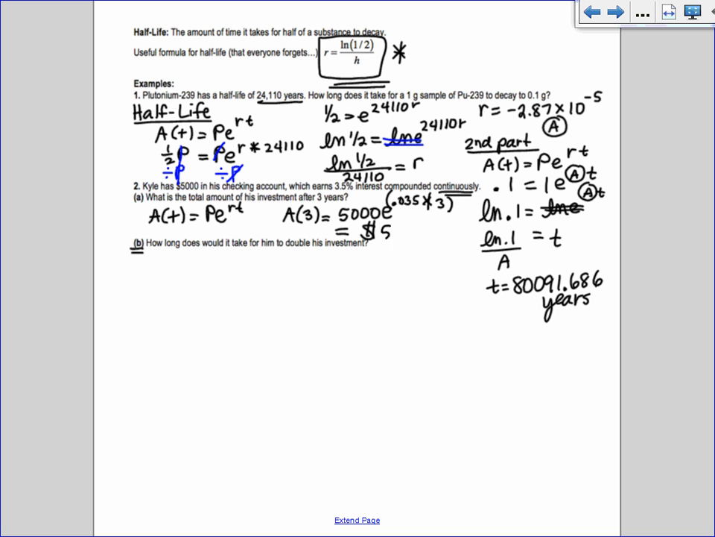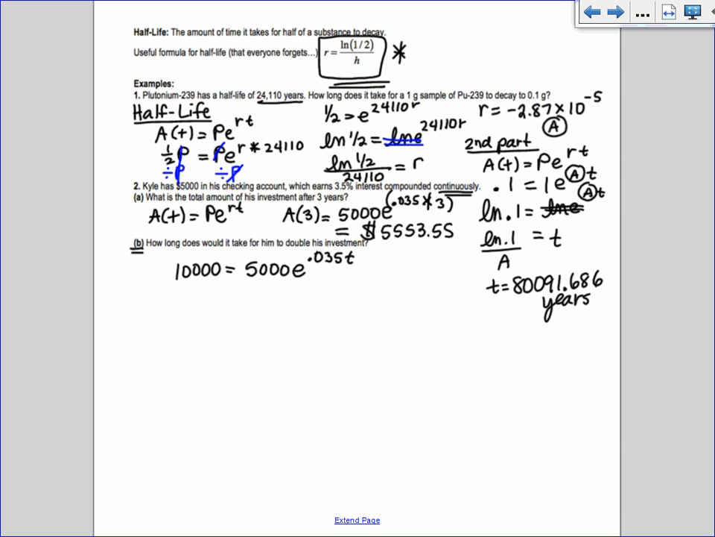So he has $5,553.55. I know, that's a lot of money. So it says, well, how long does it take for him to double his investment? That means we want, if he starts with 5,000, we want how much money? 10,000, right? We want double that. So this time we don't have the time. T is what we're trying to find now. It's a little bit different.